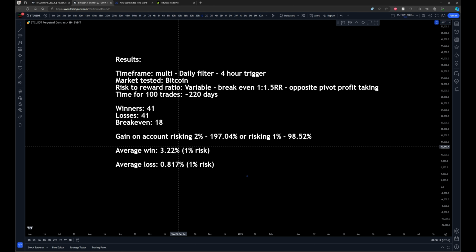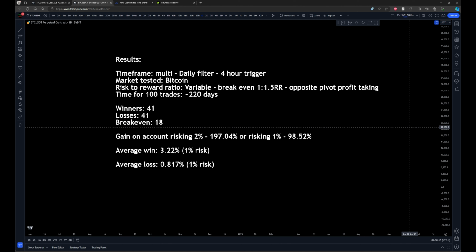But anyway, gain on the account, risking 2% per trade for the 100 trades, 197.04%, or risking 1%, 98.52%. So this is the most profitable strategy that I have tested by a long shot on the strategy ranking spreadsheet. And that's without any improvement. So this is really promising, this system. Definitely something you want to take a look at and play around with.